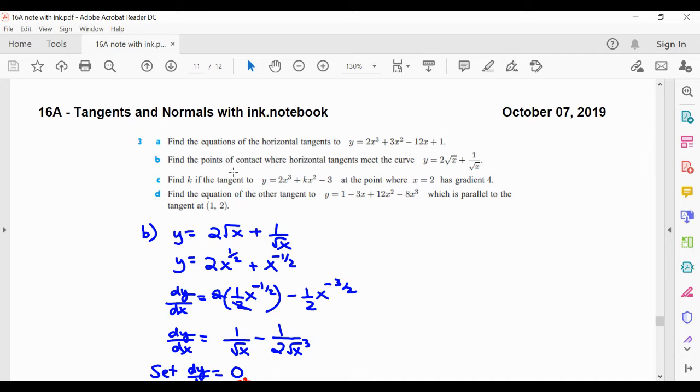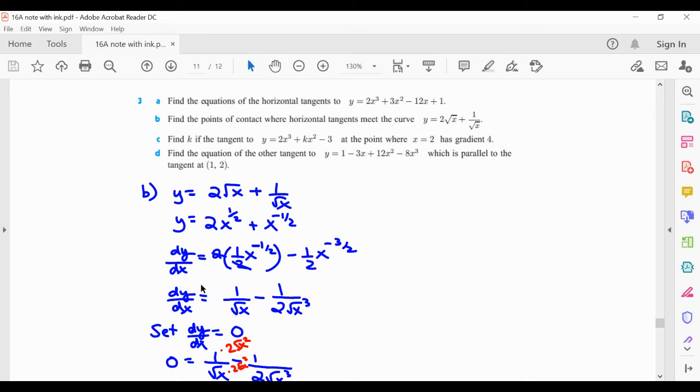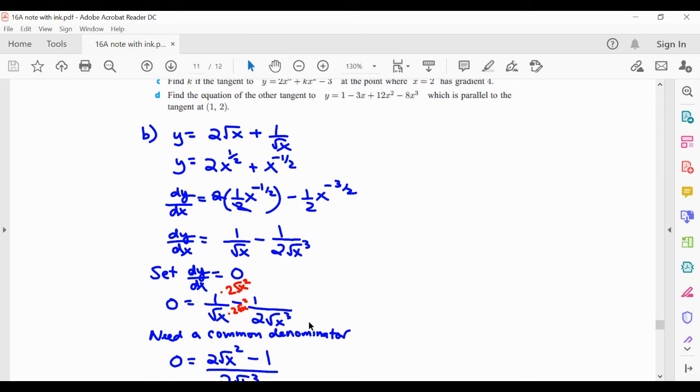We're also going to look at 3b, find the points of contact where the horizontal tangents meet this curve. Again, if we're not sure what to do in calculus, the best thing to do is to start by taking the derivative. So we're going to take the derivative here, starting by rewriting this with exponents instead of with radicals. When I take the derivative, remember that that 1/2 is going to drop down. Same thing here, the -1/2 is going to drop down. We're going to reduce our exponents by 1. We end up with a derivative of 1 over root x minus 1 over 2 root x cubed.